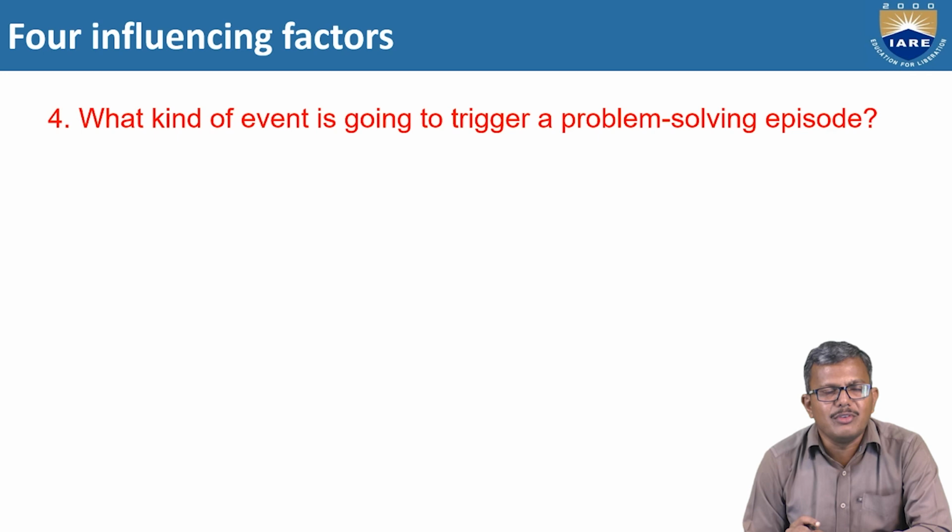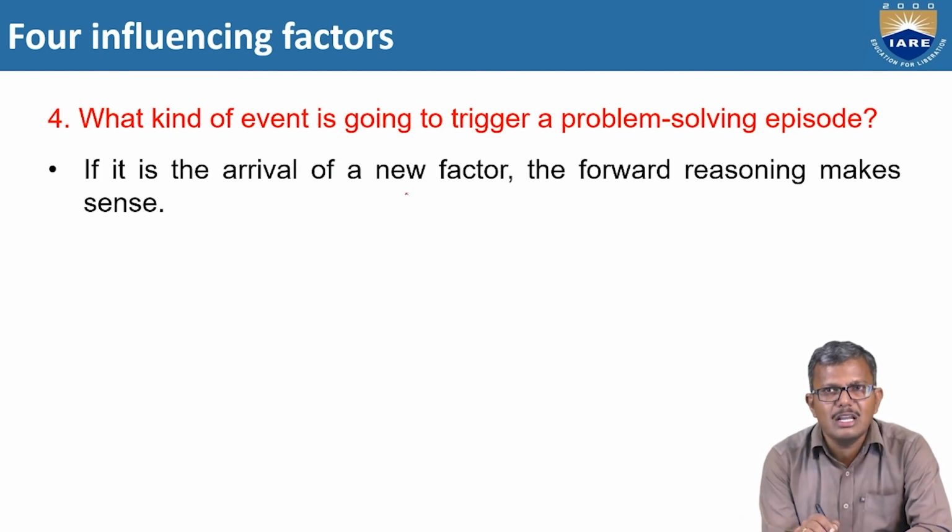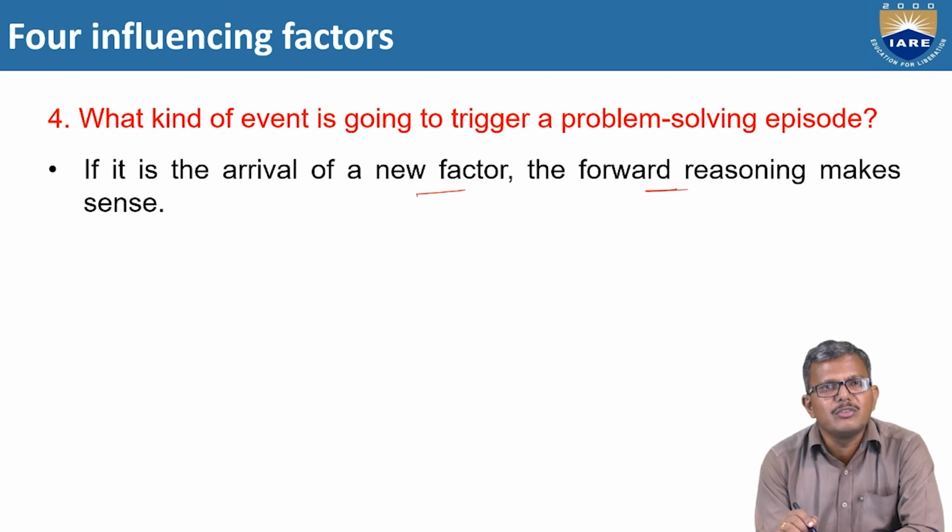The fourth influencing factor: what kind of event is going to trigger a problem solving episode? This is also one of the influencing factors. If it is the arrival of a new factor, then we are going to follow forward reasoning. If it is an existing factor, then you have to follow backward reasoning.